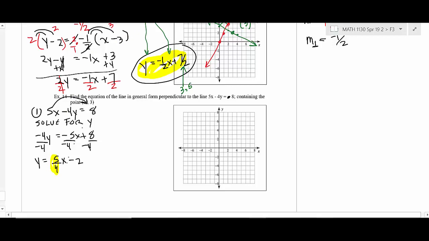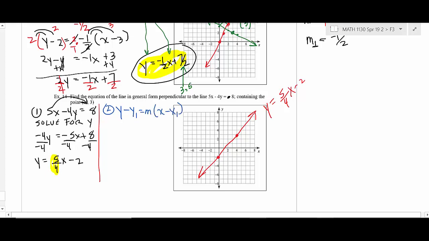And then what I would want you to do is graph this. So you'd have a y-intercept of negative 2. You would go 1, 2, 3, 4, 5 up, and over 1, 2, 3, 4, like that. So that's your original line that I gave you. That's the y equals 5/4 x minus 2. Okay, so we got that. All right, step 2. What you want to do is you want to use your point slope formula. And this goes like this.